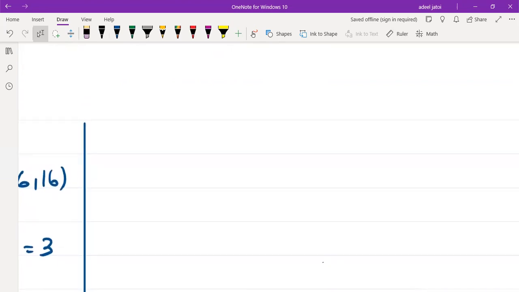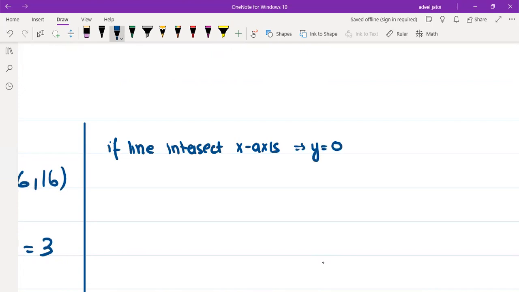Concept number one: if a line intersects the x-axis, y is equal to 0. If a line intersects the y-axis, your x coordinate will be 0.